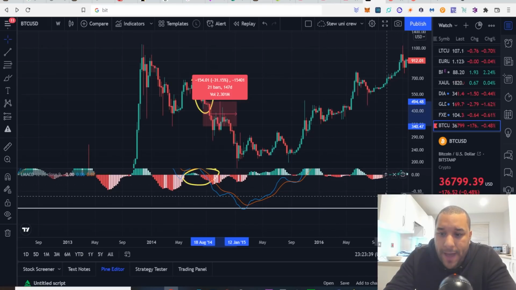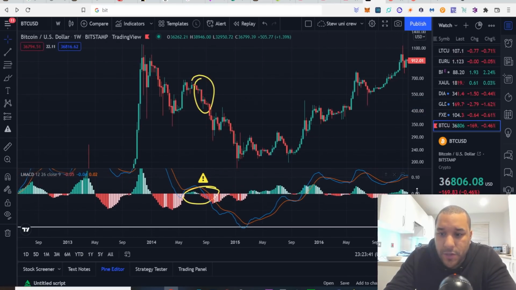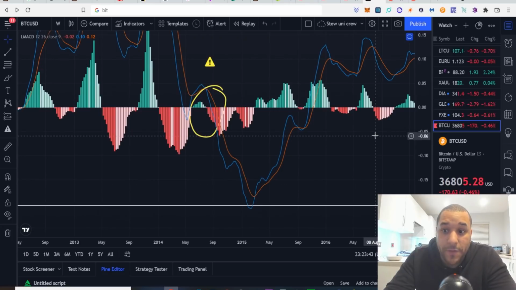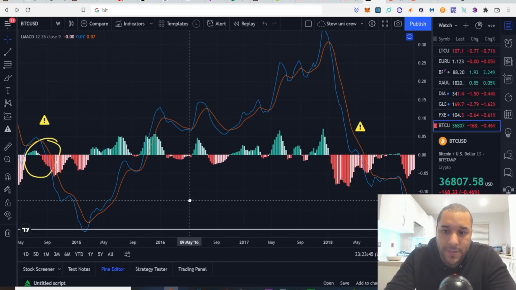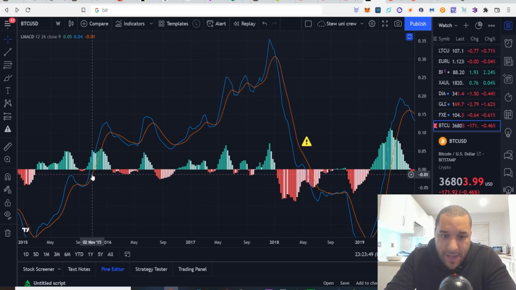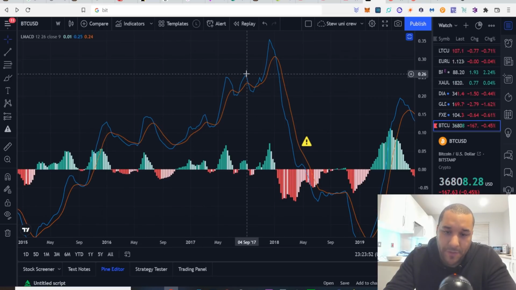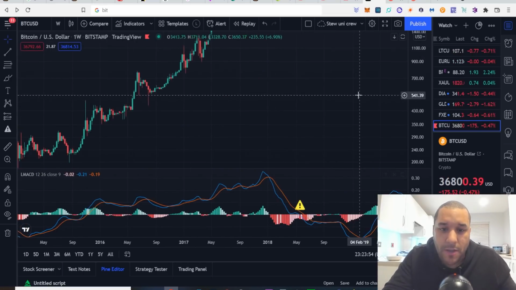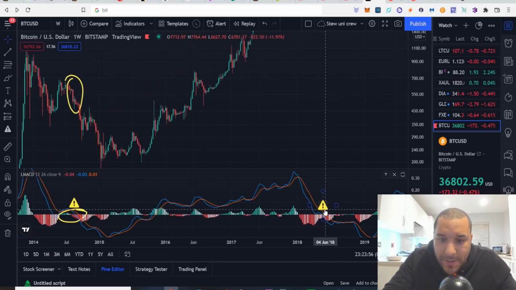I want to bring it back and show you how this looks in the future, where we are now. So let's take a step forward. You can see here, look, it was above this action right here. The blue line and the red line were above. You saw crazy momentum to the upside when you see that.